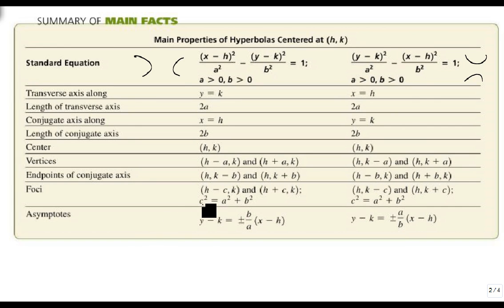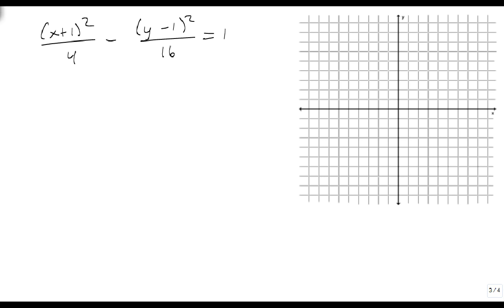The foci still come from c squared equals a squared plus b squared, but notice this is the big change: the asymptote changes because it has to include the center as part of the graph, so it's using the point-slope form to get it. So let's look at some examples.